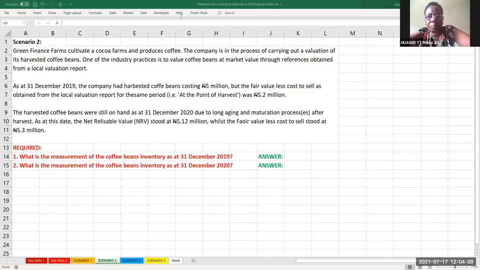As at 31st December 2019, is it a biological asset? Is it agricultural produce, or is it an inventory? It's an agricultural produce as at December 2019. It has been harvested, and it should be accounted for at fair value less cost to sell, which is also called cost of disposal. Which is how much? That's 5.2.